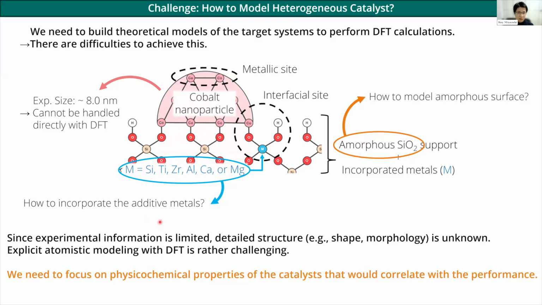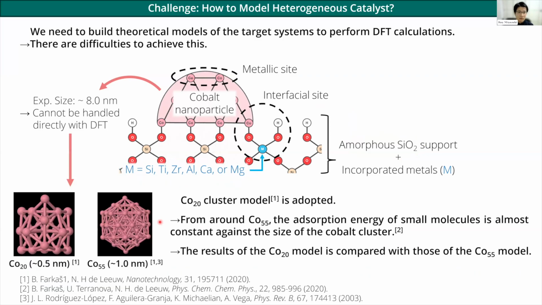Then, practically, we need to focus on the physical-chemical properties of the catalyst that correlate with the performance. For example, first, this cobalt nanoparticle part, again, is super large for DFT. Then I adopted this Co20 cluster model. Actually, the Co20 cluster here is about 0.5 nanometers. That means it is super small compared to the actual particle size in the experiment. But this is a very practical size for simulation. But fortunately, there's one previous study.